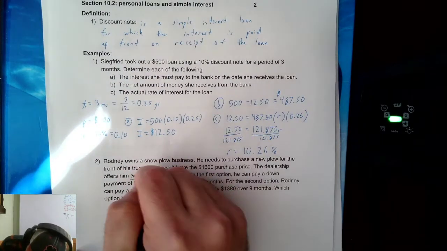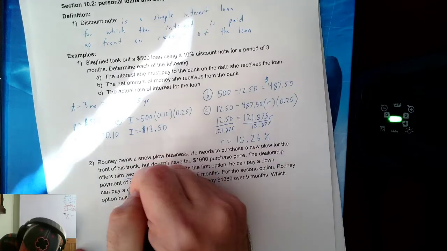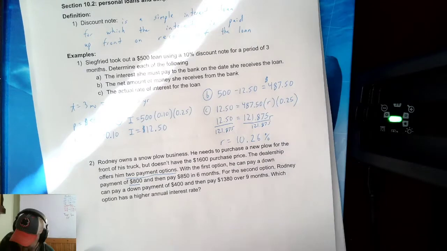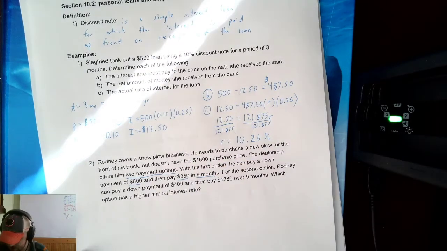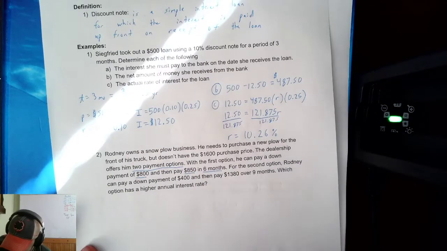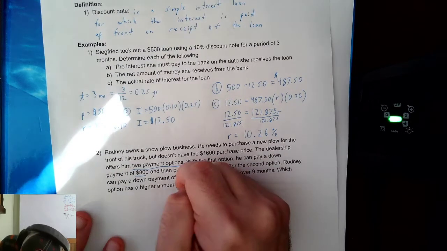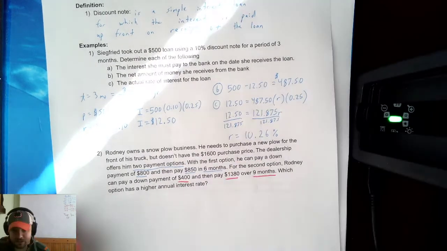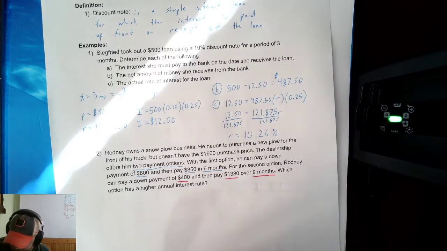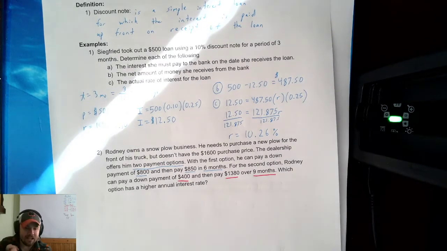So I have two payment options. With the first option, he can pay a down payment of $800 and then pay $850 in 6 months. All right, so that's option one. For the second option, Rodney can pay a down payment of $400 and then pay $1,380 over 9 months. Which option has a higher annual interest rate? So I have to calculate the interest rate for both of these.